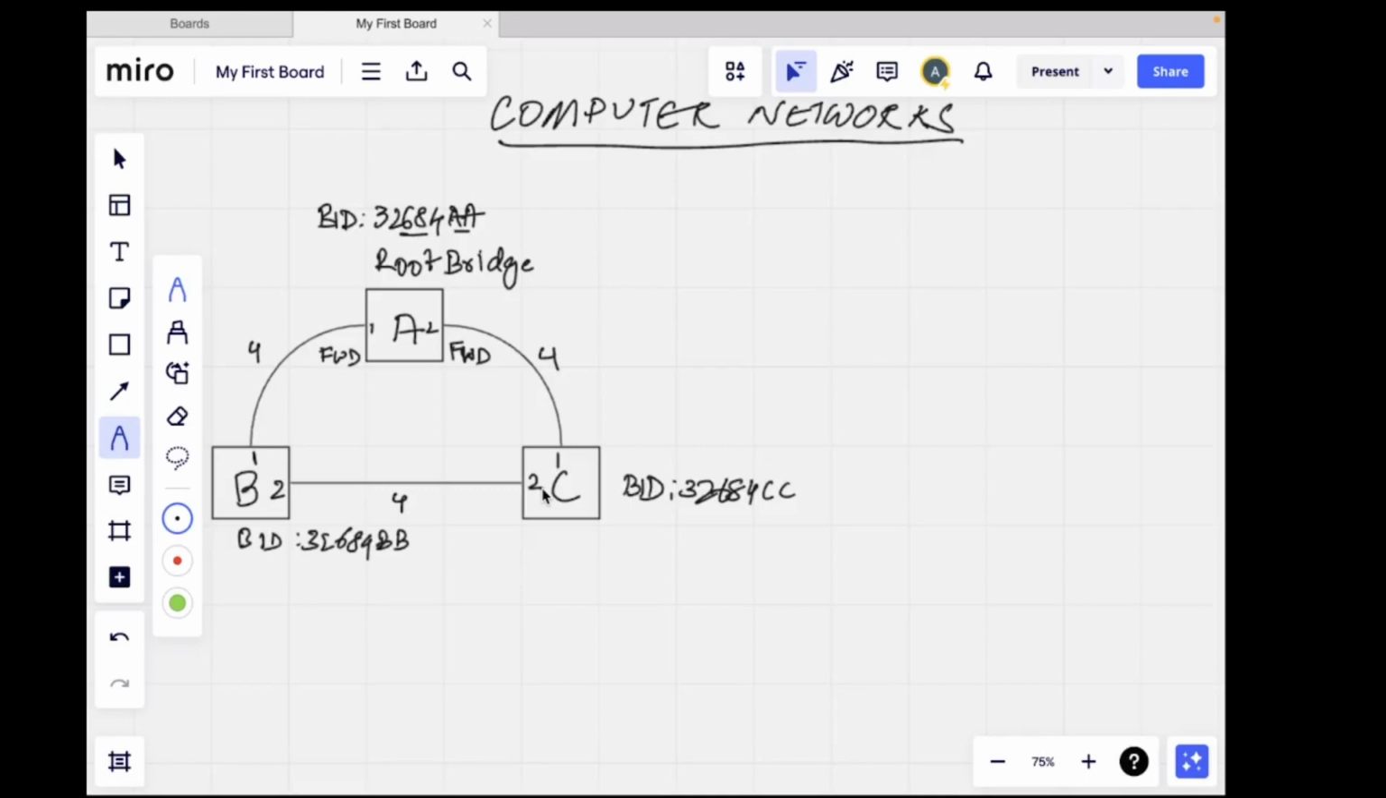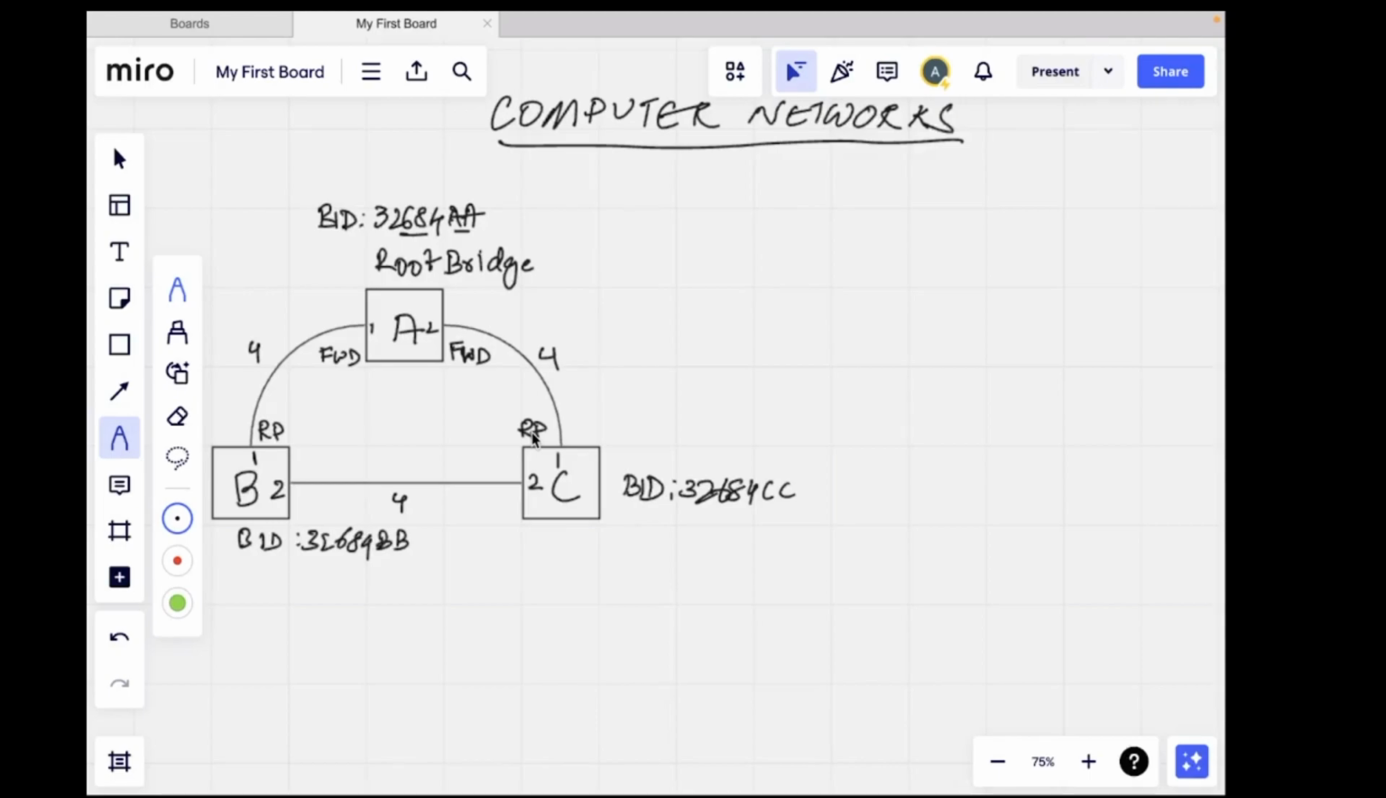So it will choose interface 1 as the root port. Similarly for C also, to reach the root bridge the lowest cost is 4 via interface 1, so it will choose this as the root port. Okay, makes sense. So once they have elected the root port, now they have to decide which ones will be designated ports and which ones will be blocked.